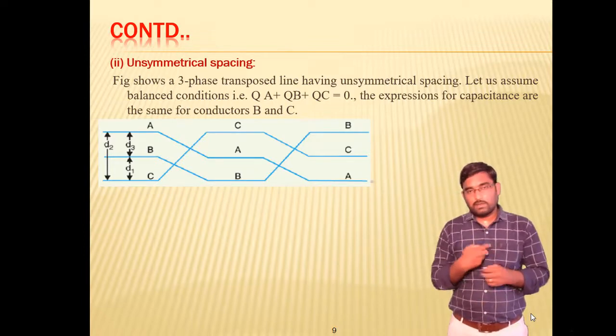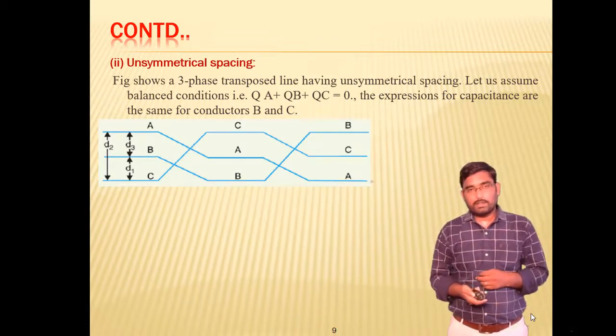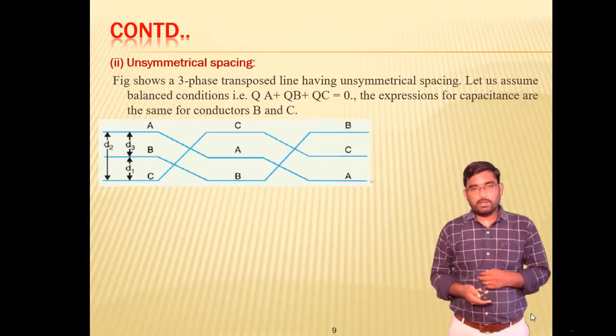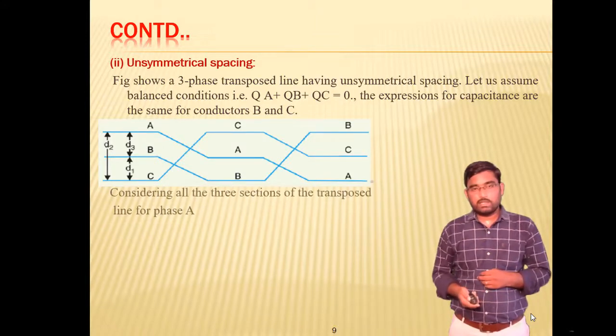In the previous lectures we have explained the purpose of transposition in case of unsymmetrical spacing. Here the conductors are transposed, so A, B, C in the first section. In the second section, A goes to the position of B. In the third section, A goes to the position of C. In this way, positions are altered.